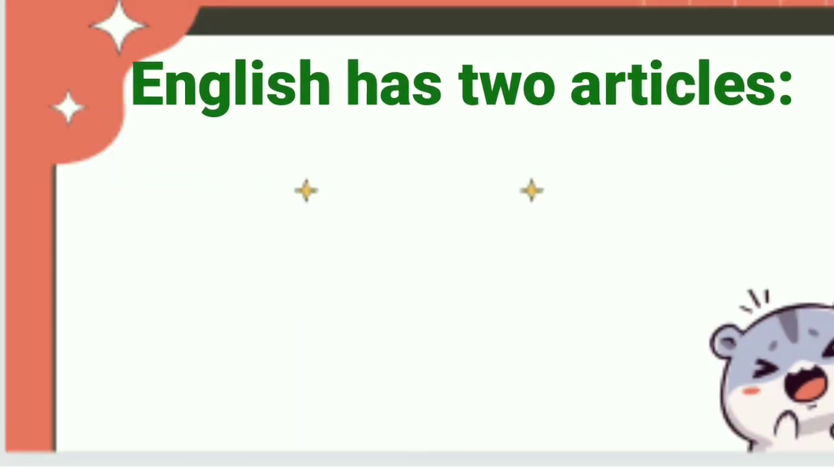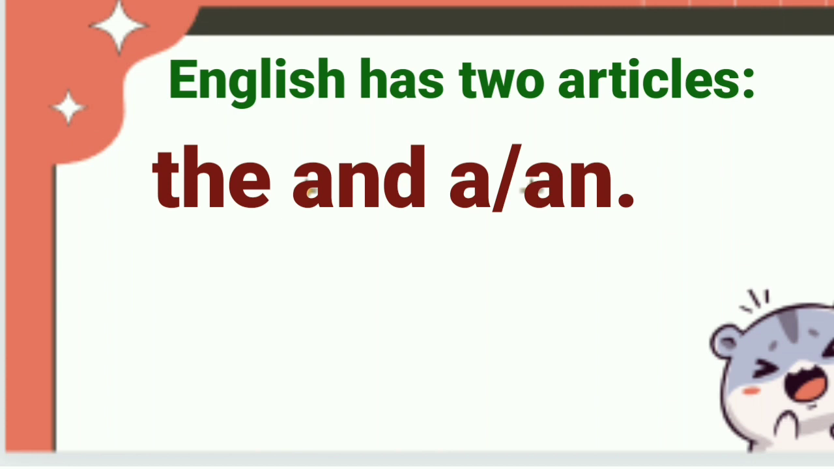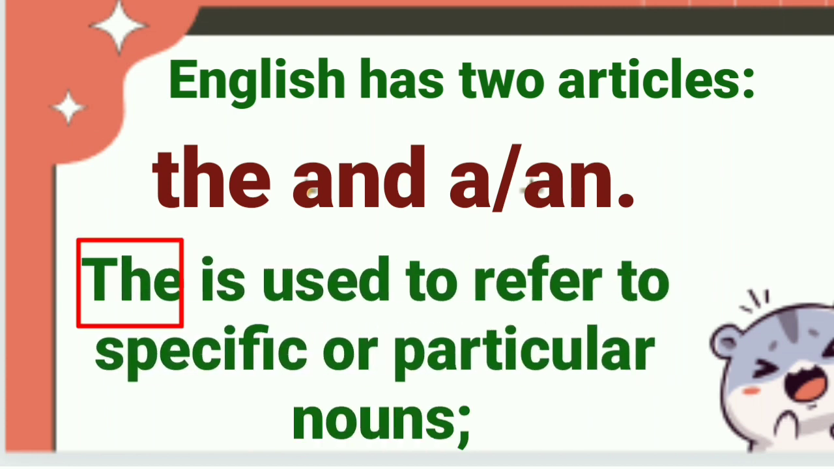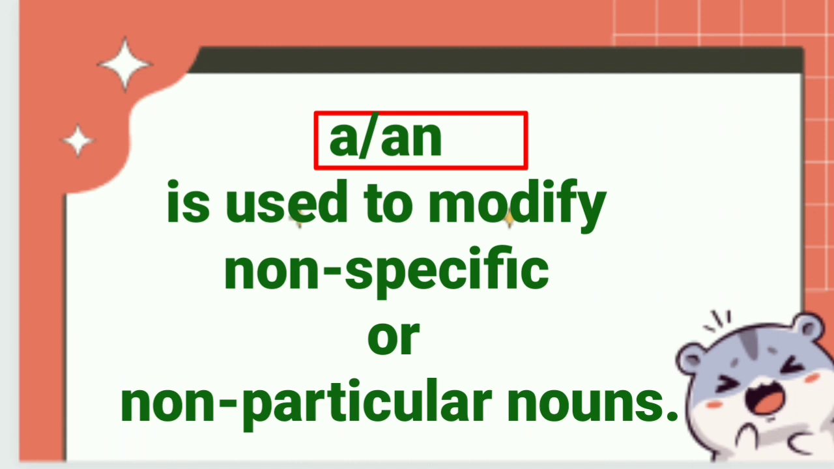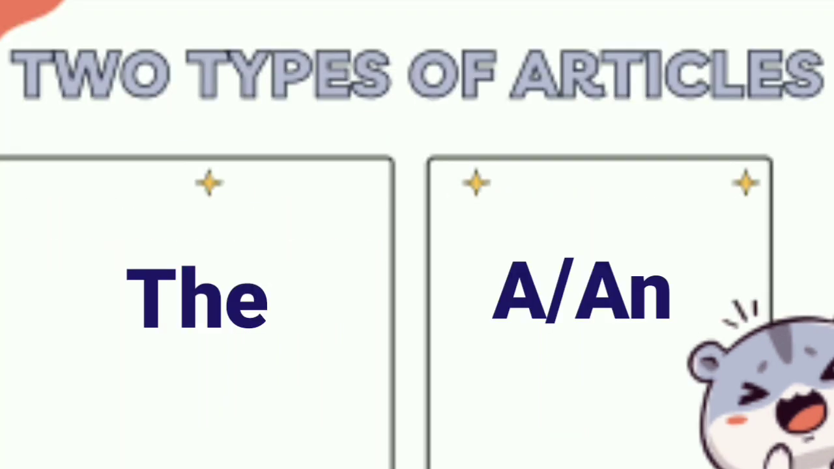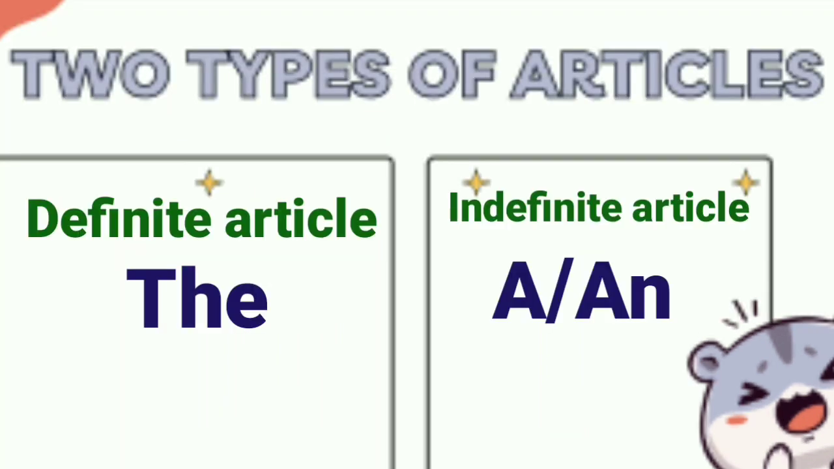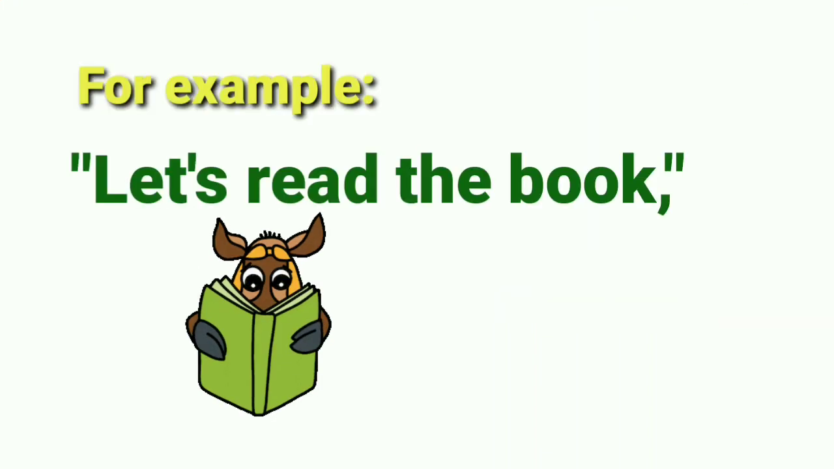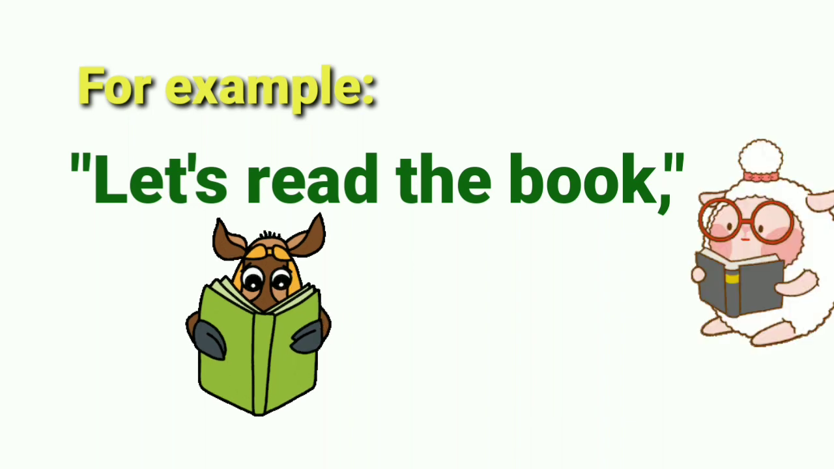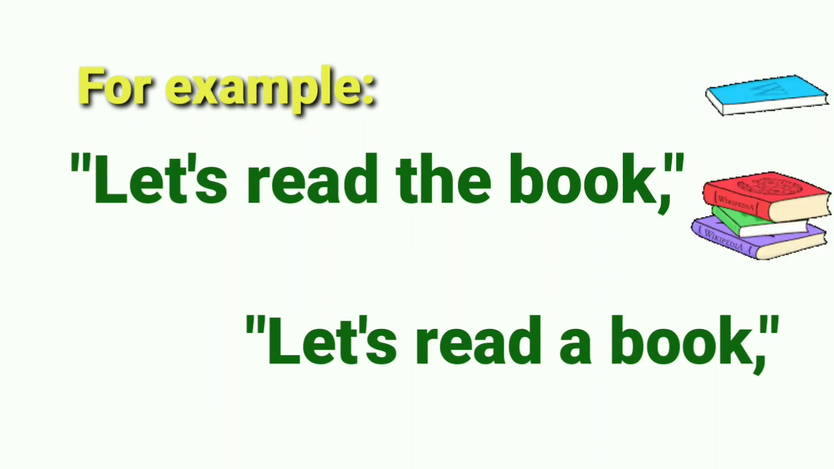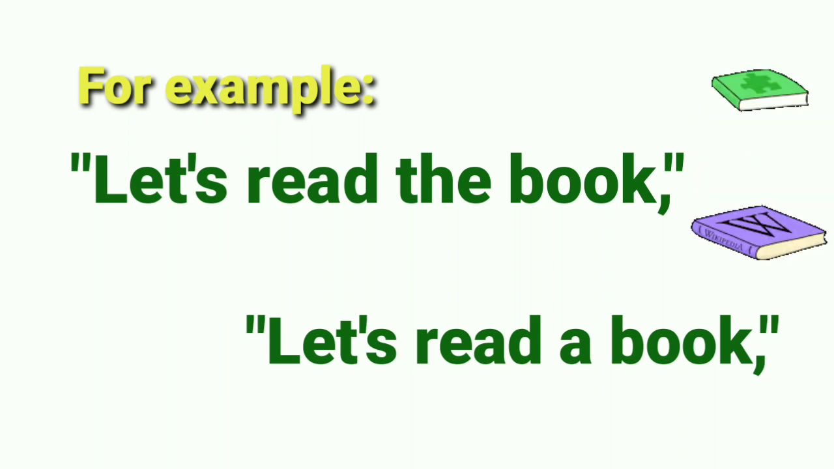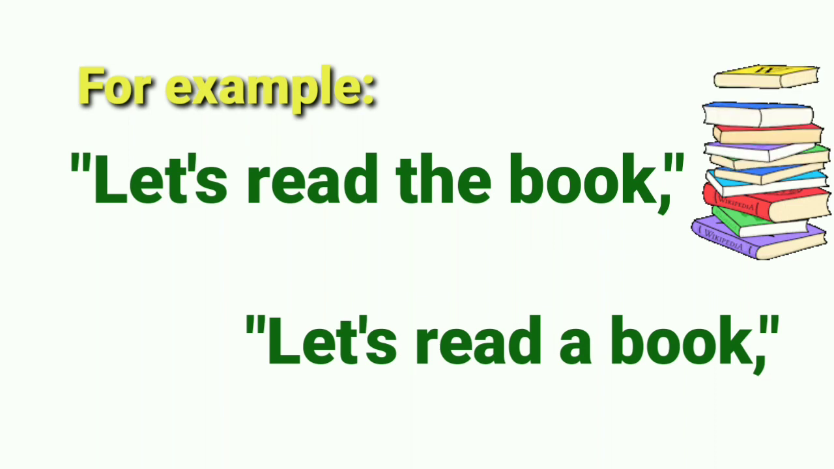English has two articles, the and a or an. The is used to refer to specific or particular nouns. A or an is used to modify non-specific or non-particular nouns. We call the the definite article and a or an the indefinite article. For example, if I say, let's read the book, I mean a specific book. If I say, let's read a book, I mean any book rather than a specific book.